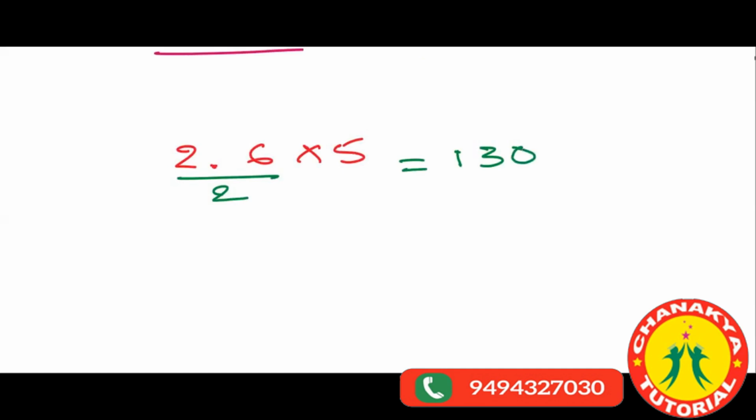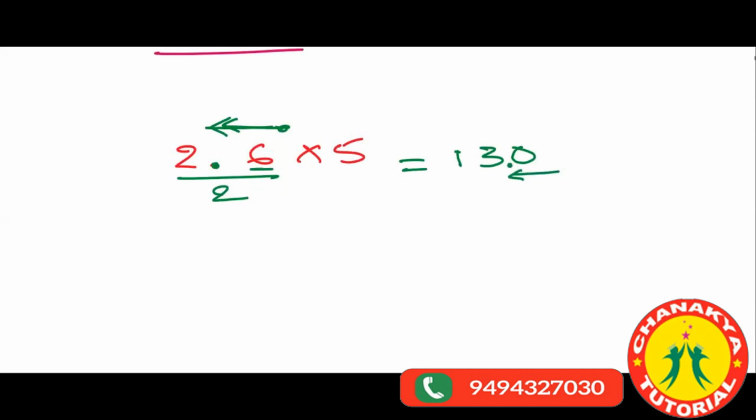Now what we have to do is move from right towards left. Decimal is after how many digits? One digit. So from the right side, after one digit, we will keep the decimal.